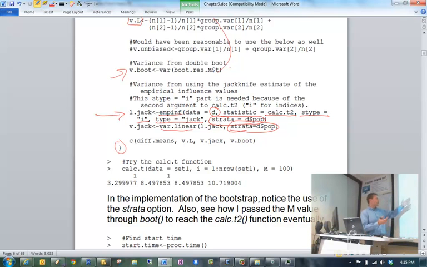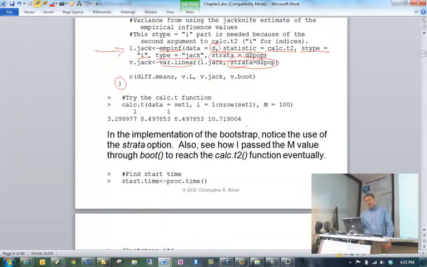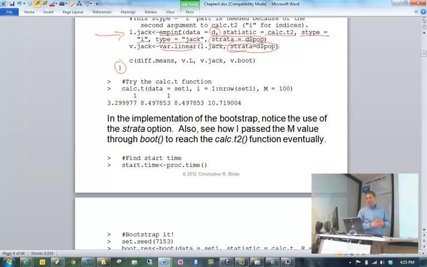So I return difference in means, non-parametric delta method estimate of variance, Jackknife estimate, boot estimates. When I actually try it with my data itself, this is what I get. So here's y bar 1 minus y bar 2, VL, VJack, and then VBoot. I'm only using 100 resamples here, so I'm just testing it out.